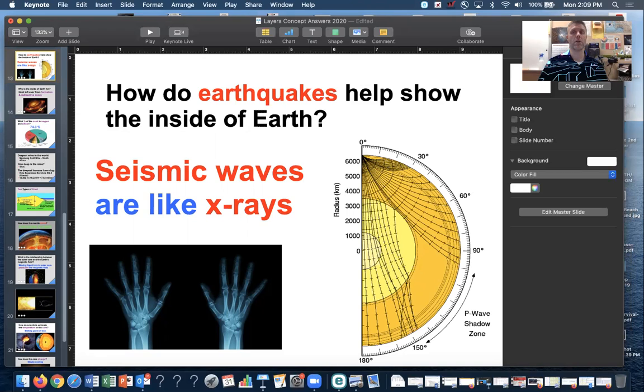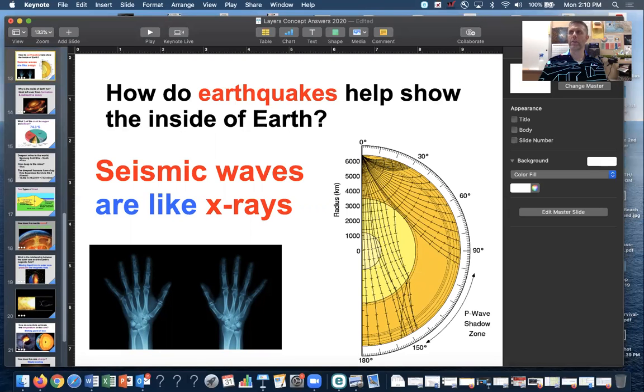Because scientists know how these seismic waves move through the Earth, how quickly they move through different materials, all those sorts of things. When seismic waves move through the Earth, they can kind of figure out what's underground, even without actually looking at it. They can figure out what's going on down there.